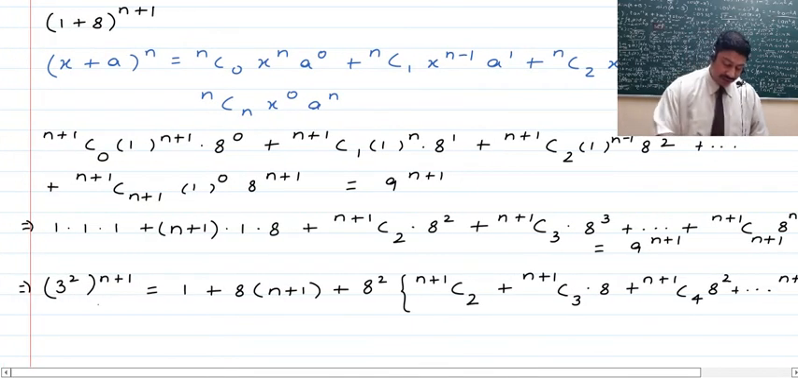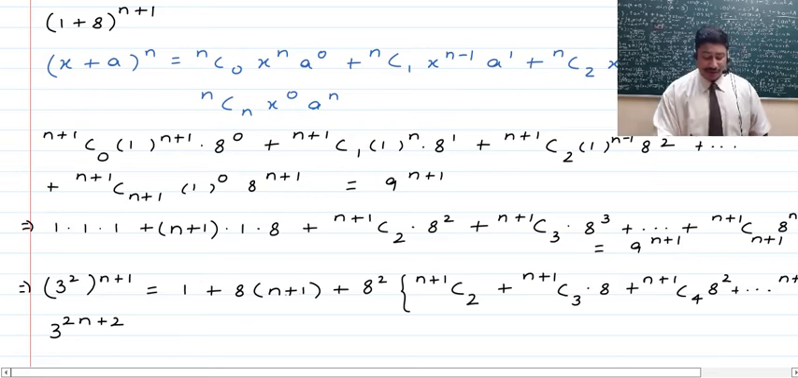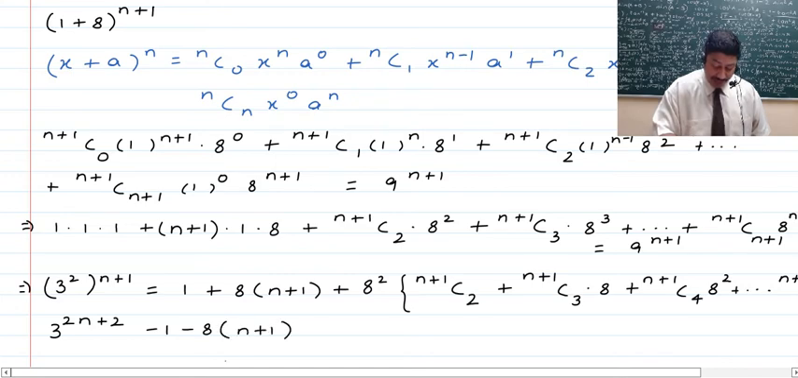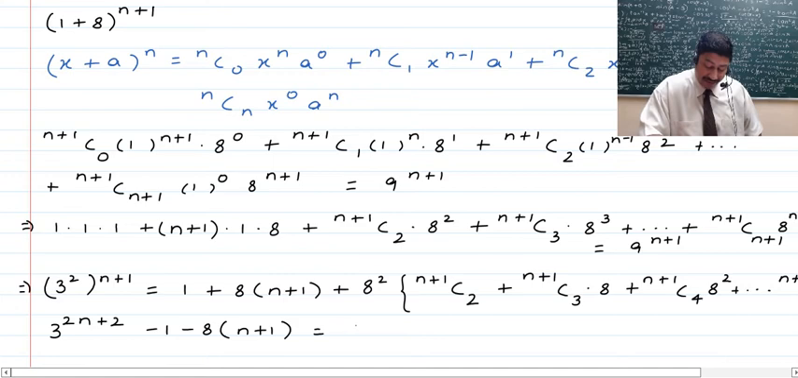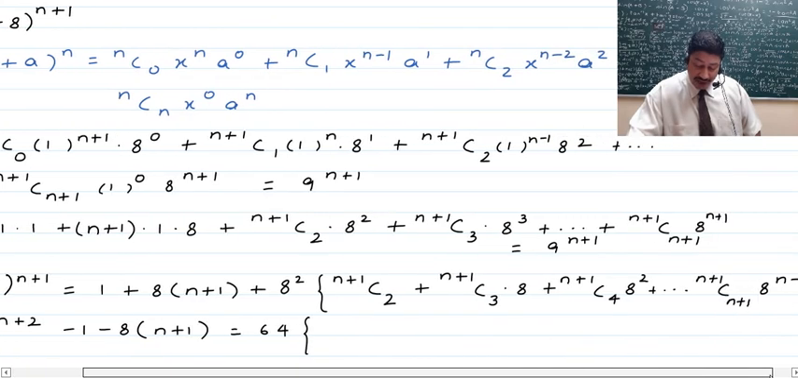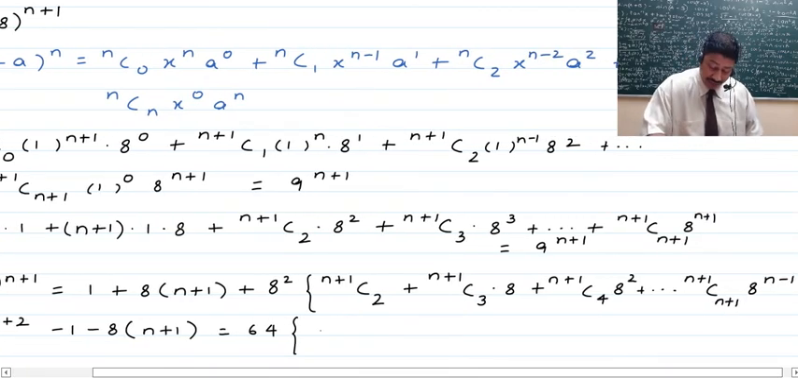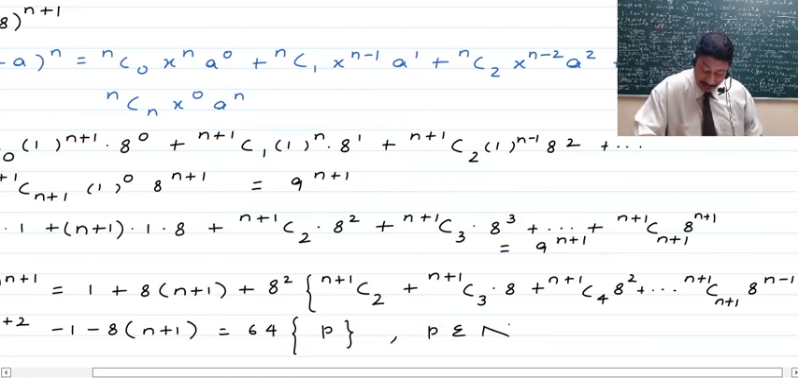Now what we do here is we can write the left hand side by multiplying the values of m and n, that is multiplying 2 with n plus 1, so it is going to become equal to 3 raised to the power 2n plus 2, and now we can subtract the first two terms from the right hand side, brought over to the left hand side, that is minus 1 and minus 8 times n plus 1. On the right hand side we are left with 8 squared, which becomes 64, times all of these, which, remember, are from the set of natural numbers, so we can consider it to be some p, where p is an element of natural numbers.